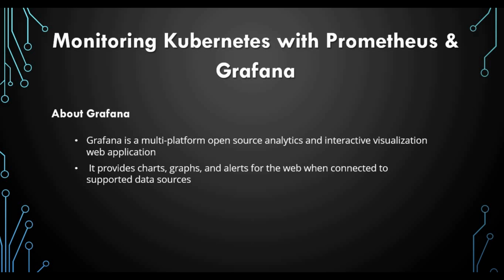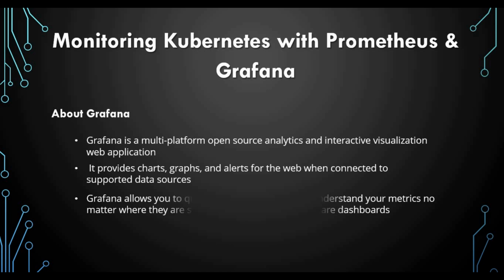In this video, we'll be using Prometheus as a data source. Prometheus can send that data into Grafana, and we can use it to create graphs, alerts, and so on. Just to reiterate, Grafana allows you to query the data coming from a data source, visualize it, create alerts based on it, and understand your metrics. No matter where it's stored, we can explore and create dashboards based on the content coming to Grafana.